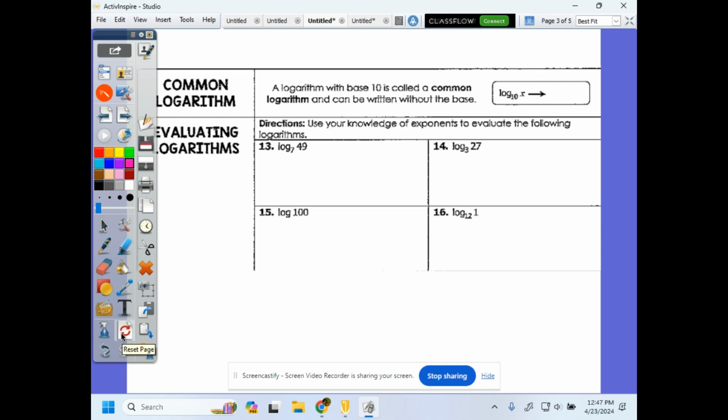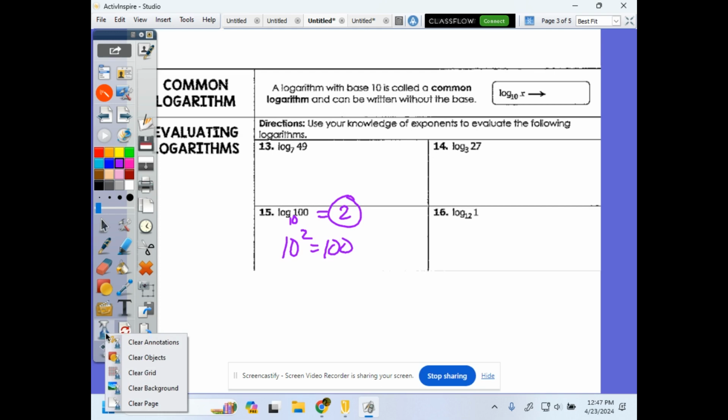Okay, there you go. 15. The invisible base here is 10. How can you get a 100 from 10? If you multiply 10 twice or to itself, that is 10 squared is equal to 100. So the answer here is equal to 2.